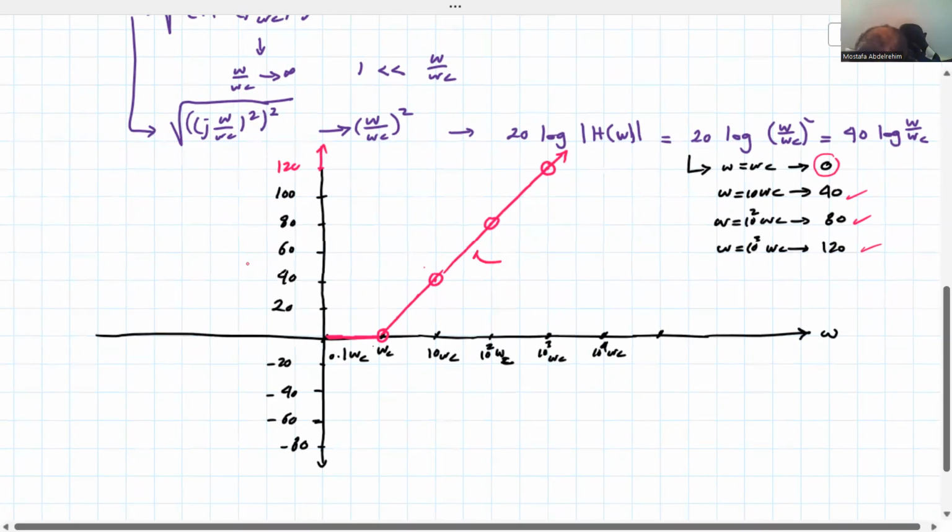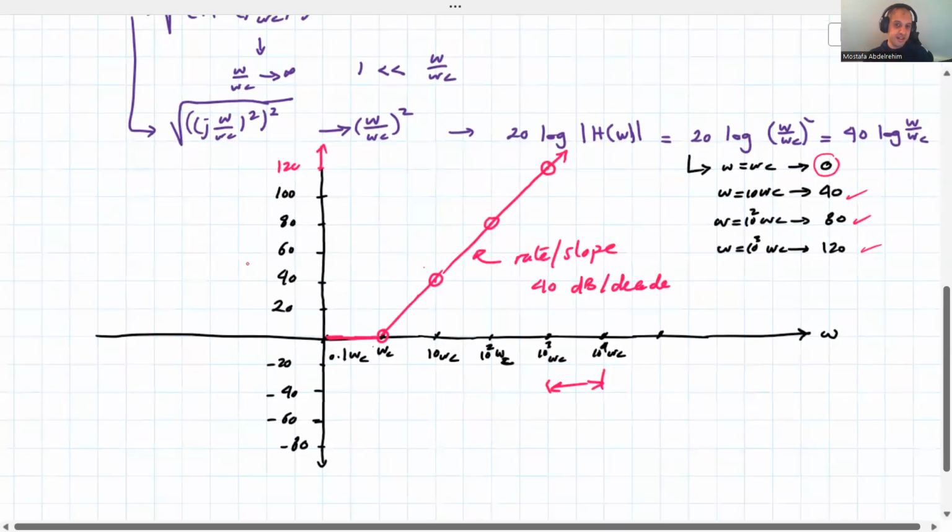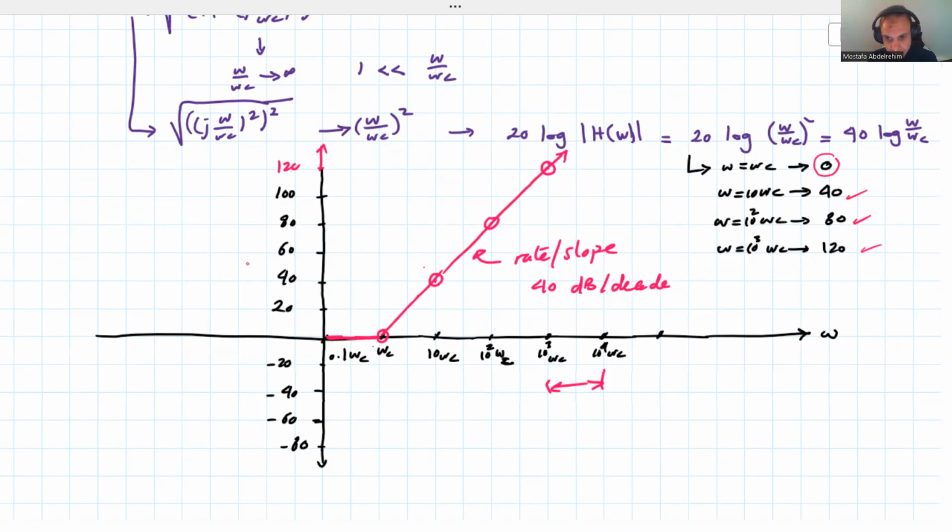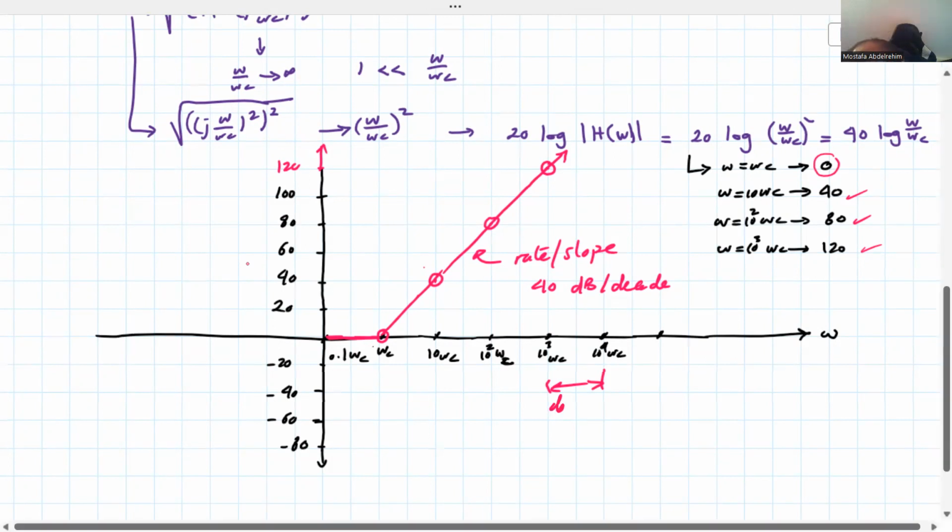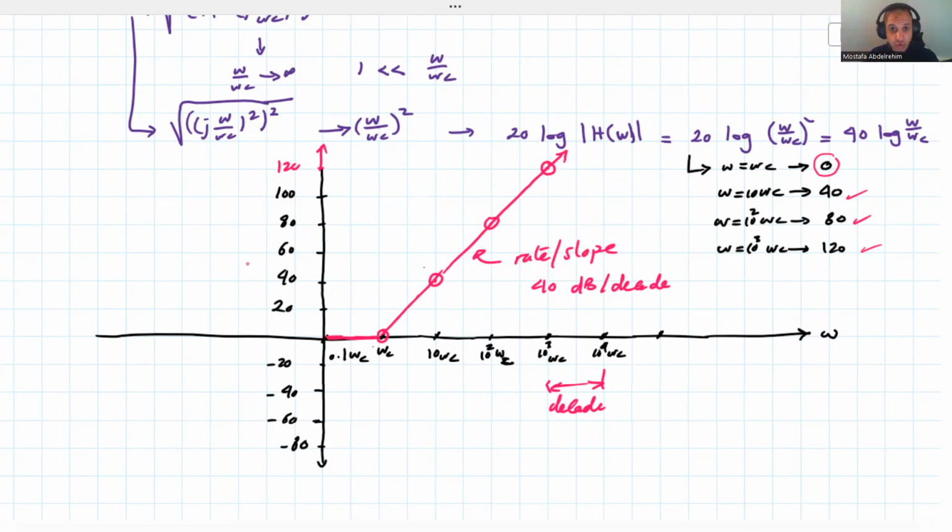But the rate, or the slope, here is 40 decibels per decade. We learned what decade means. The decade is the distance between two successive points on the omega axis, the frequency axis, the x-axis. So when we move from one decade to another decade, we have an increase of 40 decibels in our H of omega.